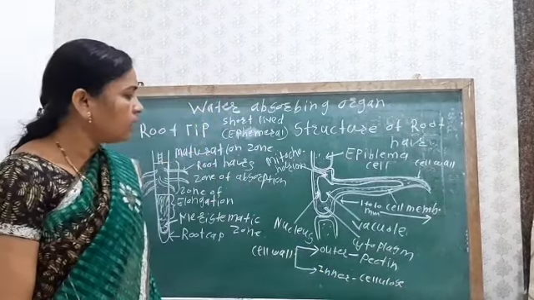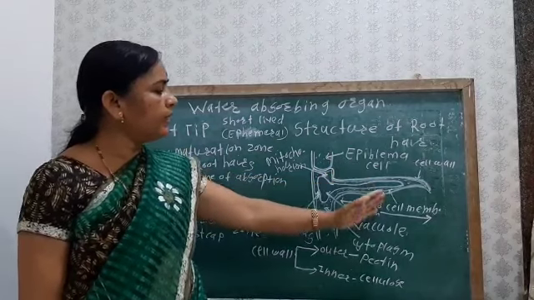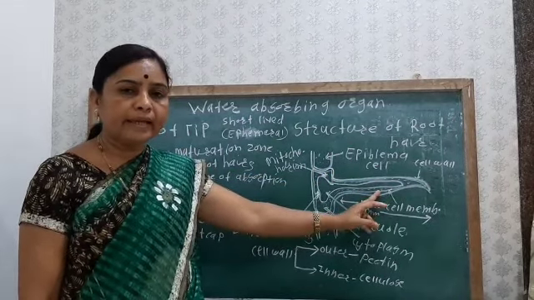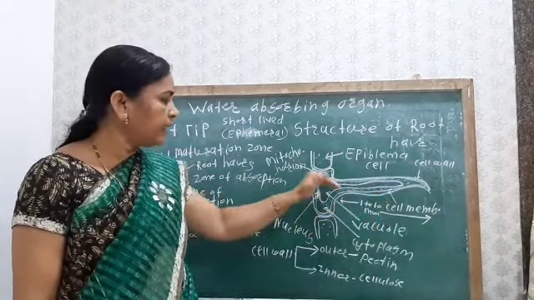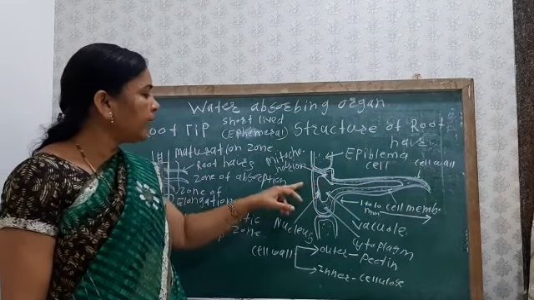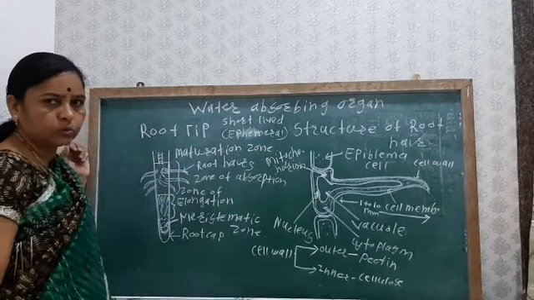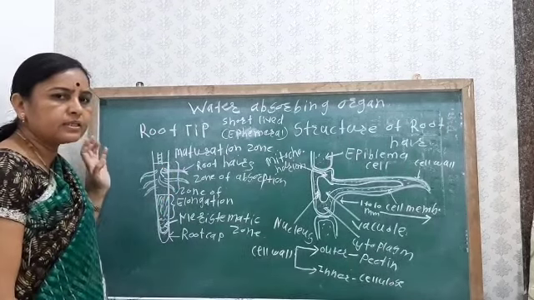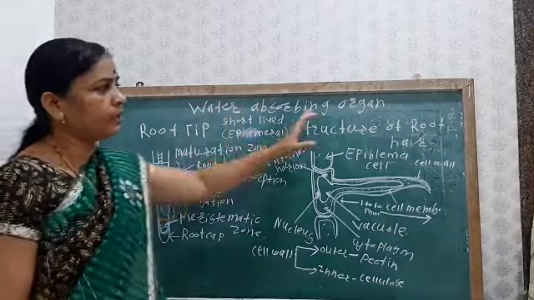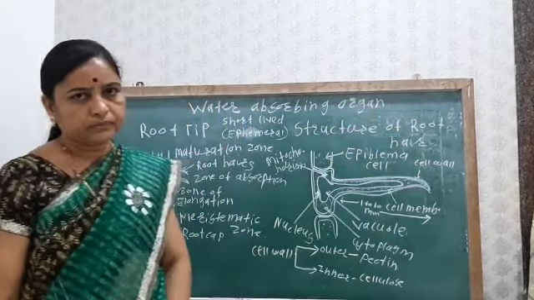Okay, so here the water is mainly absorbed through the root hair, and then it is again transferred from the root hair inside the tissue. So that is about the water absorbing organ. Okay, we stop here.